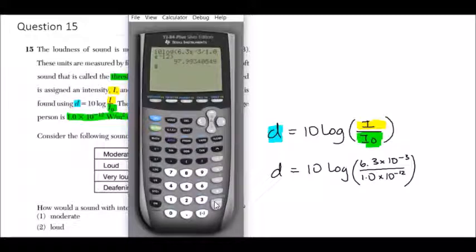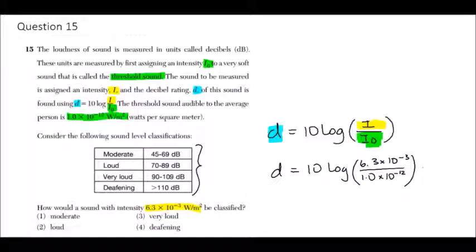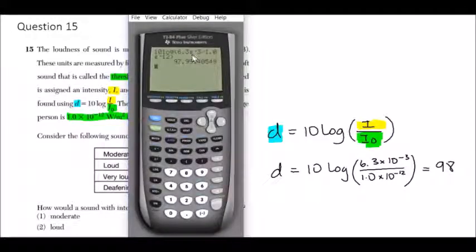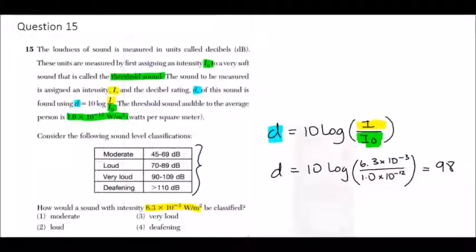Now what we get is 97.99, so basically 98. So again, if you look at the inputs, I'm using second comma, which is capital E, and represents scientific notation. And it makes it a lot easier to input those values into the calculator. So it's about 98, and that is going to fall into the very loud category. And the answer is choice number 3.